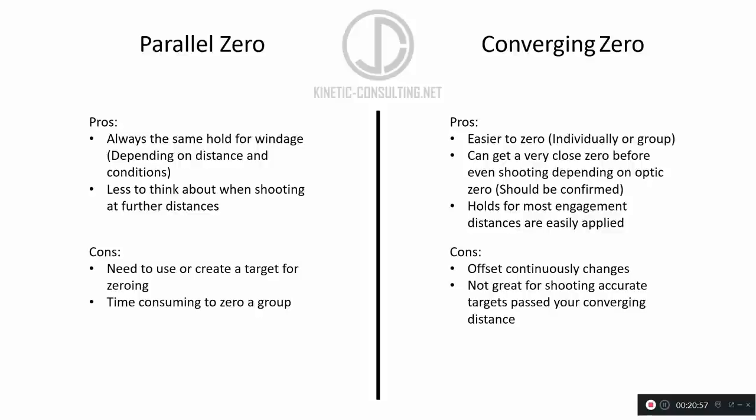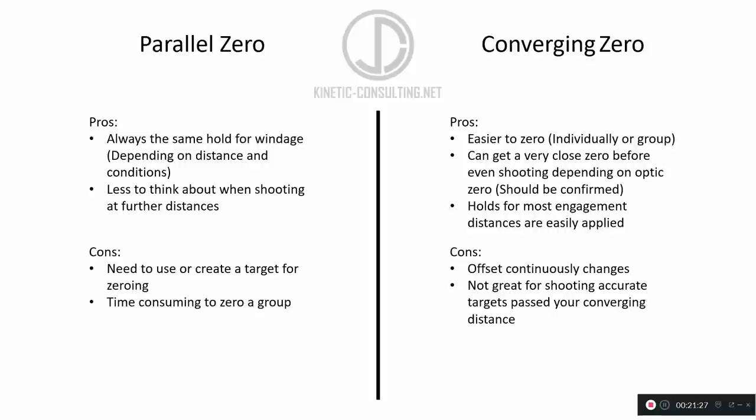And now some of the cons, all right? Offset continuously changes all the time. So every yard that you get closer and closer, or every step you get closer or further, it changes. That can get very frustrating depending on what you're doing and what you're applying the laser device to do. Now, if you understand it, rock on. If you don't, this will get annoying.